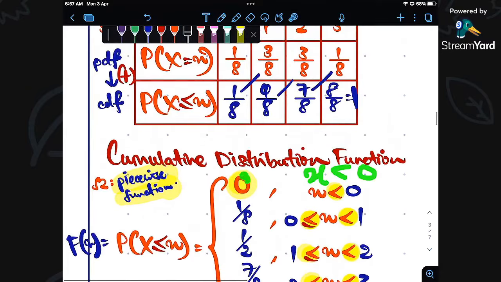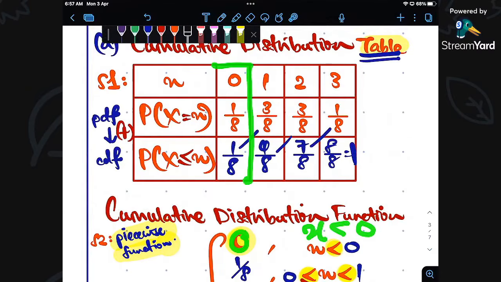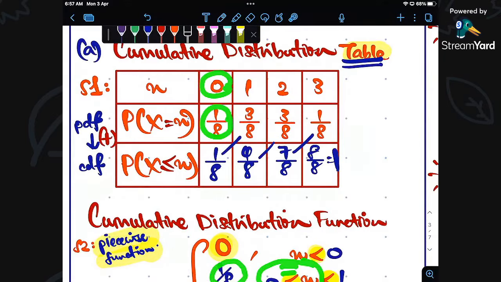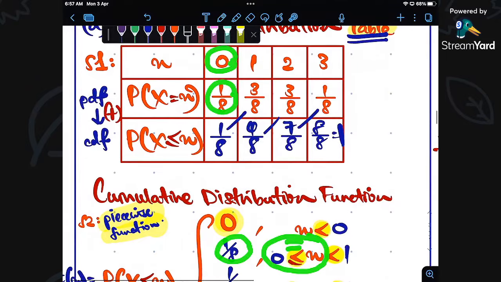When x is less than 0, it is 0, because in this data, the probability of x less than or equal to 0 is 1 over 8. You know that? So this 1 over 8 is where x is equal to 0. This symbol has an equal sign, even though it is less than, but the sign is equal here. So this equal sign is for 0, for the probability of 1 over 8.